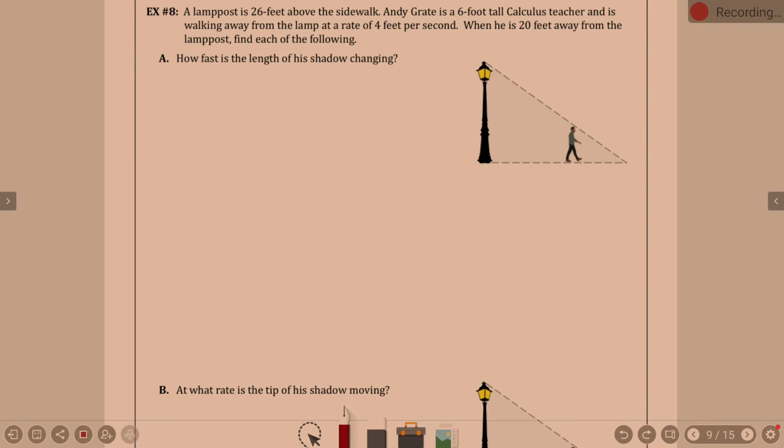Now, let's see. What do we know? The lamppost is 26 feet above the sidewalk, so that lamppost is 26 feet tall. It's not changing, right?